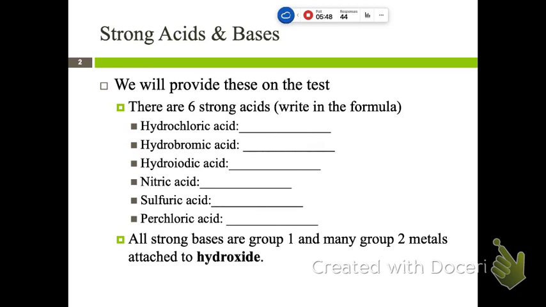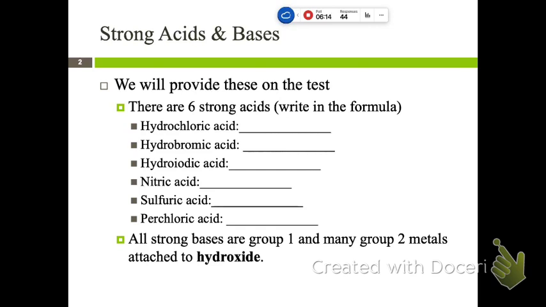Whenever we see a metal in group 1 with a hydroxide, sodium hydroxide, lithium hydroxide, potassium hydroxide, we know those are all considered strong bases. And sometimes group 2 metals attach to hydroxides, but a lot of times they just don't dissolve, so we don't consider them a strong base. So go ahead and fill in the formula for all 6 of these acids. Hopefully you know some of them.